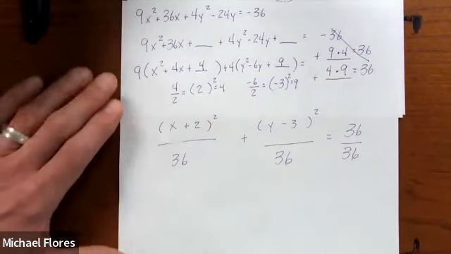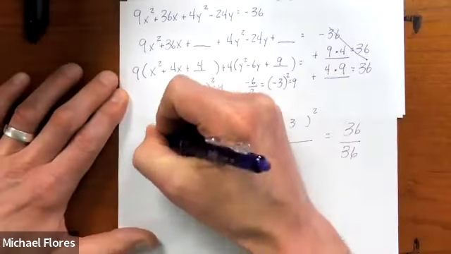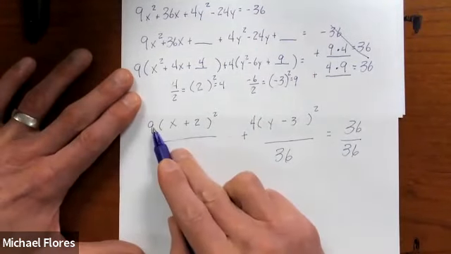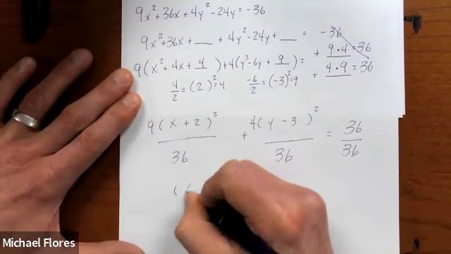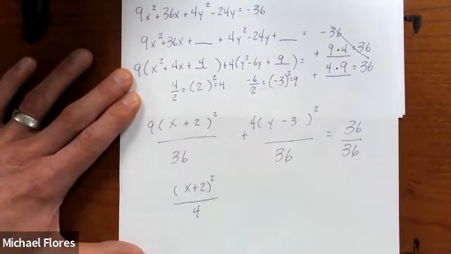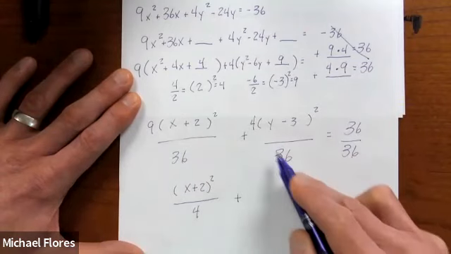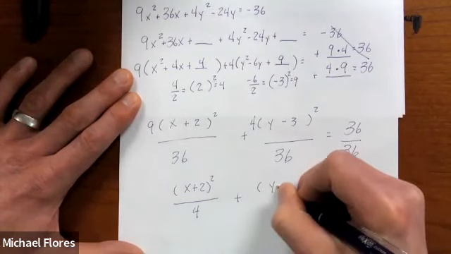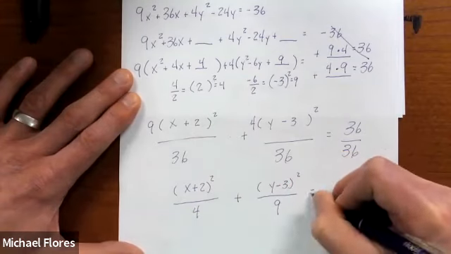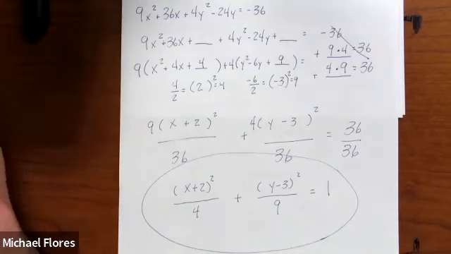And as I'm working this out, I see that I actually forgot some things. Remember how we factored out a 9 and a 4 here? We need to include that. Okay, now we're going to start simplifying. 9 and 36, we could reduce that. Here, these would reduce accordingly, and we set that equal to 1, anything divided by itself is 1. That's your answer.